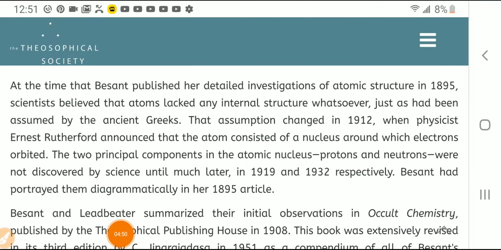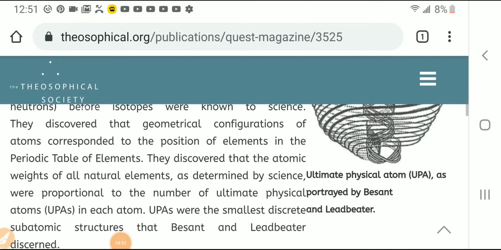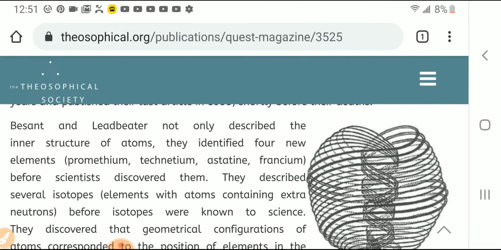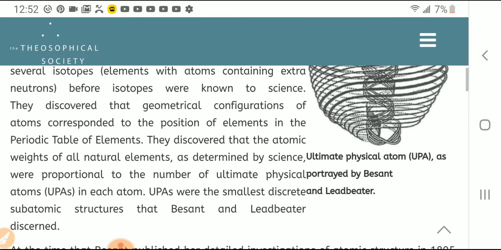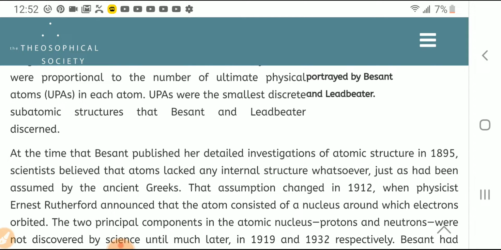Okay, this is about the Anu. They discovered that the atomic weights of all natural elements, as determined by science, were proportional to the number of ultimate physical atoms, UPAs, in each atom. UPAs were the smallest discrete subatomic structure that Besant and Leadbeater discerned. At the time that Besant published her detailed investigations of atomic structure in 1895, scientists believed that atoms lacked any internal structure whatsoever, just as had been assumed by the ancient Greeks.